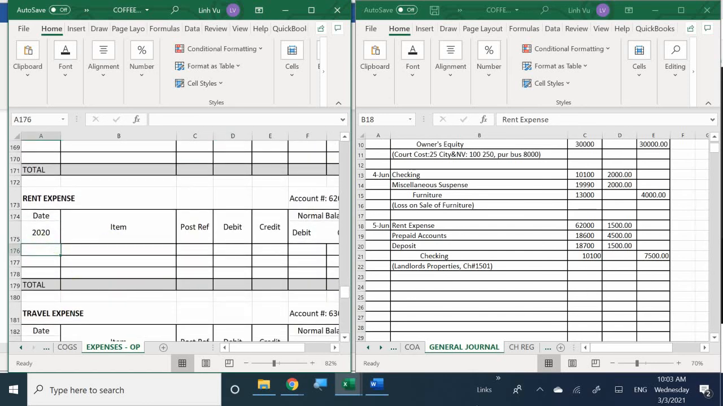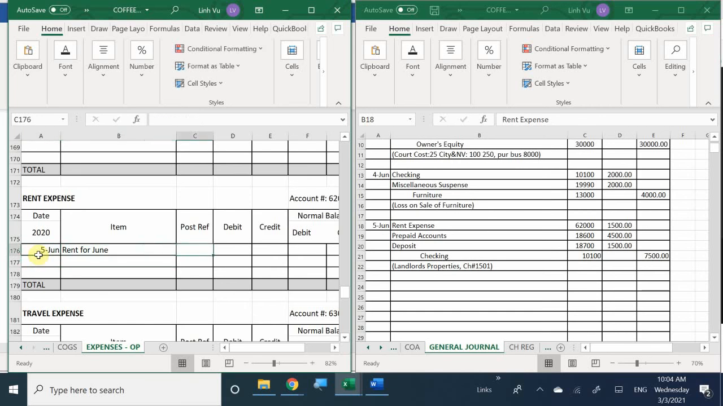All right. So 6 for rent expense, right? I'm going to say this is June's rent expense, or rent expense for the month of June. Rent for June. All right. The date was the 5th. Oh, the date was the 5th. I'm sorry. Thank you. The date was the 5th, okay? We got rent expense, okay?